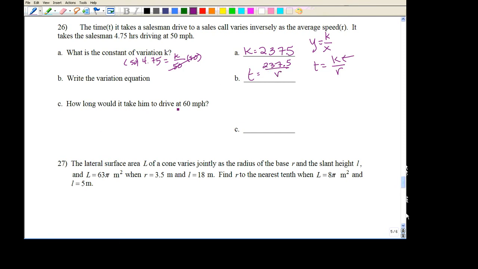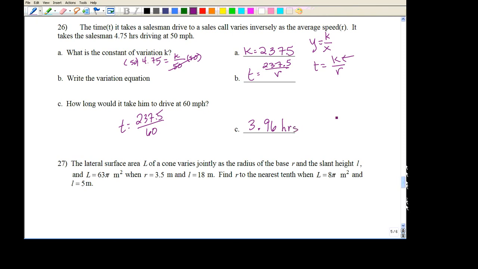Then how long would it take to drive at 60 miles per hour? So we have t equals 237.5 over 60, and then when you divide that, you get 3.9583333, so 3.96 hours.